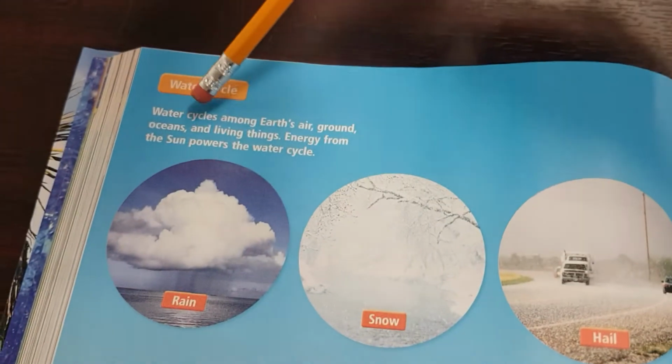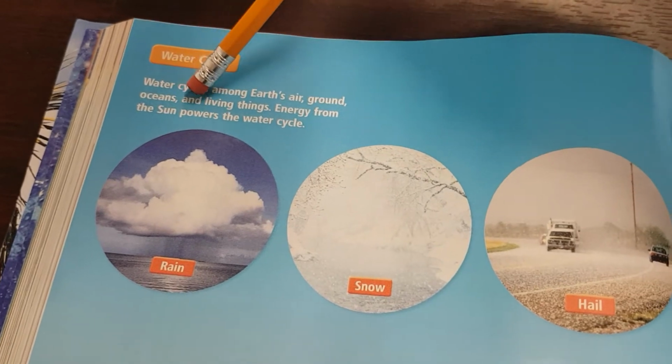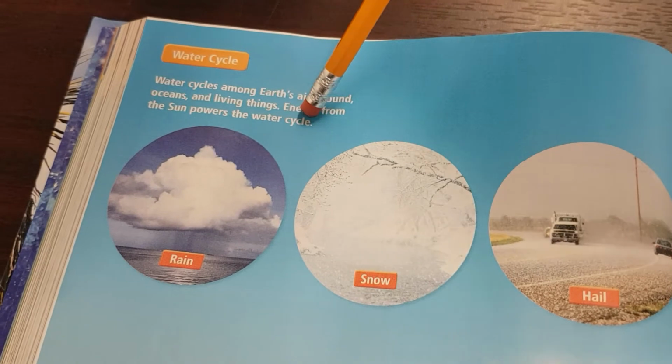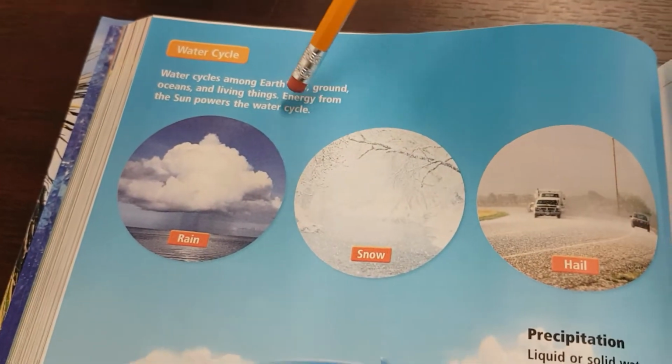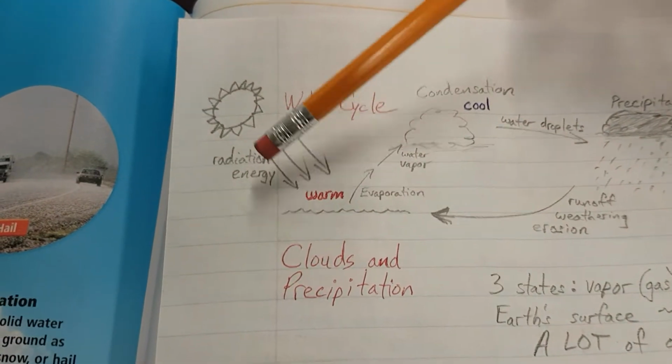Okay, anything else on this page we didn't read? Yeah, water cycles among Earth's air, ground, oceans, and living things. Energy from the sun powers the water cycle. So they didn't draw it, but they said that energy from the sun powers the cycle. That's why we drew the sun, the 3 arrows.